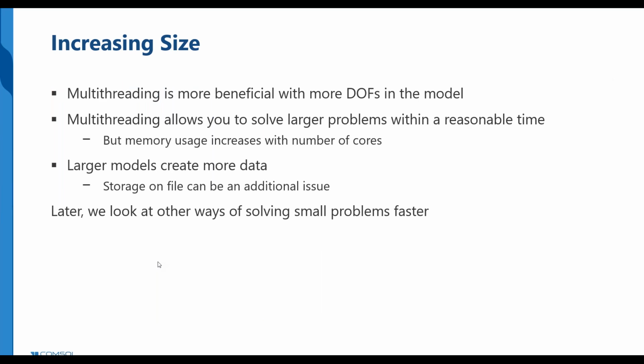So multi-core computing is more beneficial for larger problems. You will see a better effect when the problem is bigger. And it gives a significant effect on the overall CPU time. We will get back to storage of the files when the size increases, because it's both on file, for the final MPH file, but also other related data that you might want to save from your simulation.